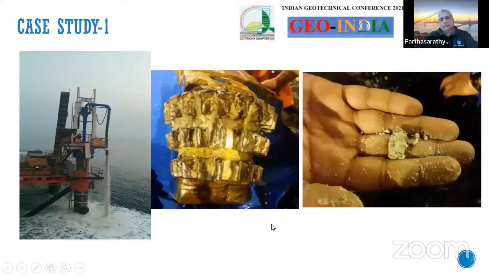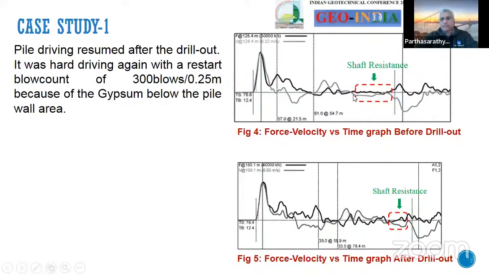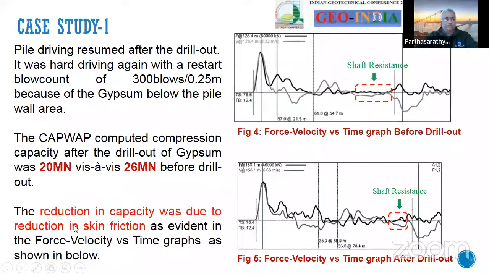The data from the measurements also indicated that the shaft friction extended over a longer length before the drill out, and after the drill out over a shorter length. Although after the drill out, the pile resumed with very high blow counts because the gypsum was still there below the pile wall. The pilot hole was smaller in diameter than the diameter of the pile. The capacity after drill out was less than before drill out, due to the reduction in skin friction.